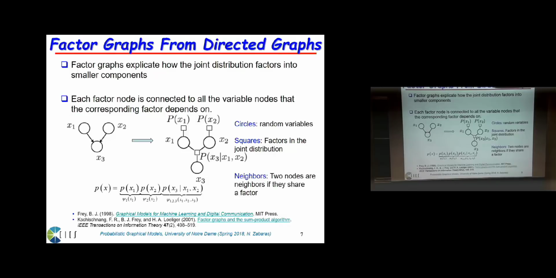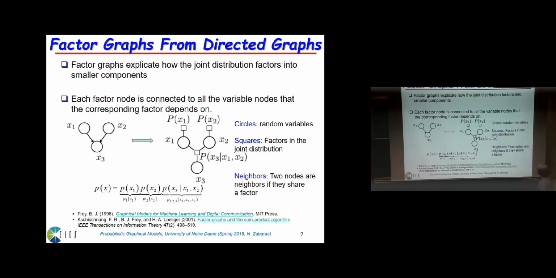So in a factor graph, in addition to the nodes that denote random variables like x1, x2, x3, you also have squared nodes that denote functions, potentials. So basically the factor graph is sort of a graph that explicitly shows you the potentials that are used in the factorization of the joint probability distribution.